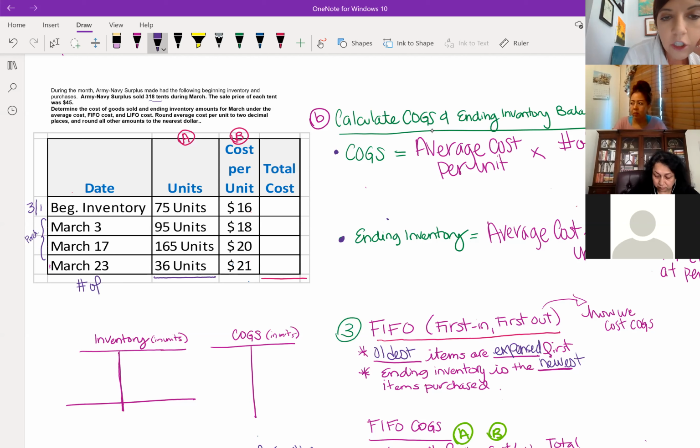They're in an inflationary period of time. So this is very common. These different layers of inventory that we have are all at different costs.